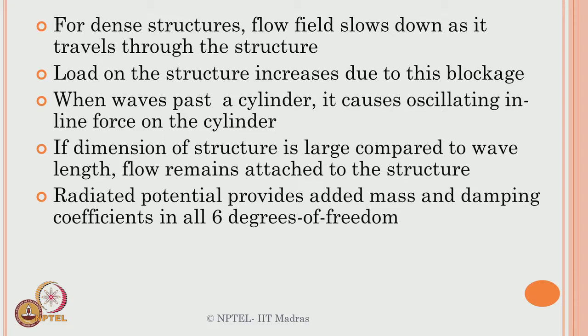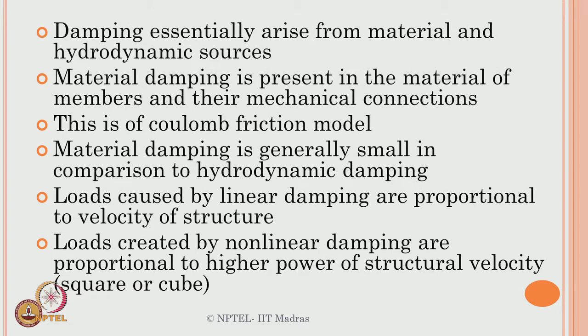The radiated potential provides added mass and damping coefficients in all active 6 degrees of freedom. Damping can arise essentially from material and hydrodynamic sources. Material damping is present in the material itself because of the mechanical connections. This is a Coulomb friction model. Material damping is generally small in comparison to hydrodynamic damping. Loads caused by linear damping are proportional to the velocity of the structure. However, when the loads are caused because of non-linear damping, they will be proportional to either the square or cube of the velocity of the structure.